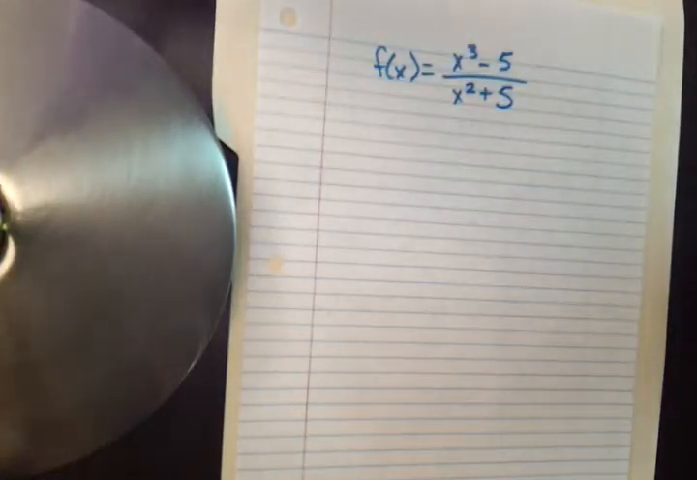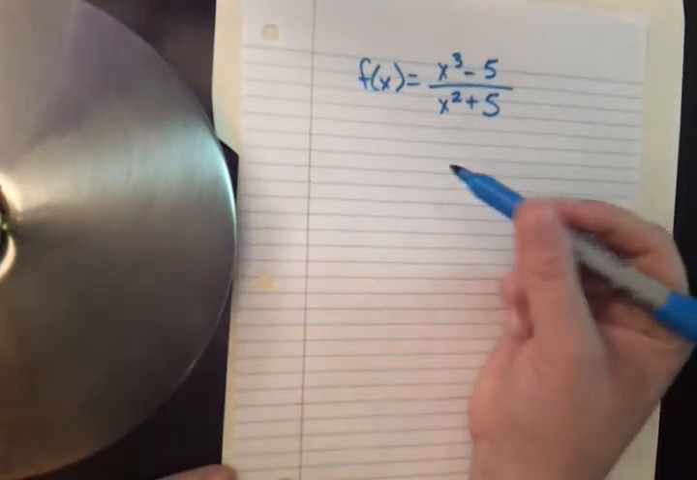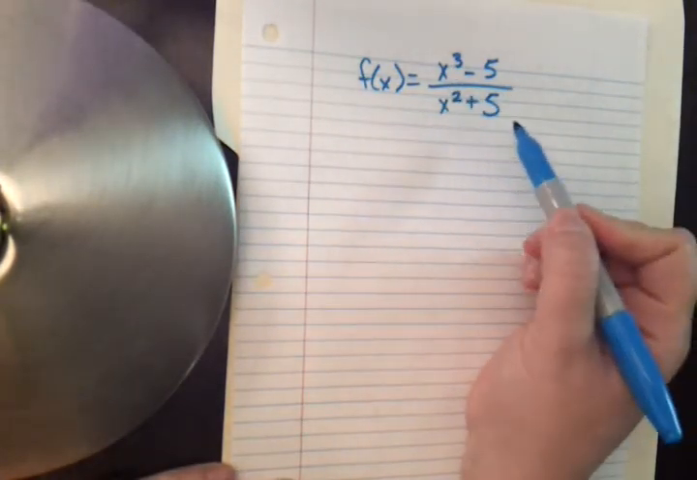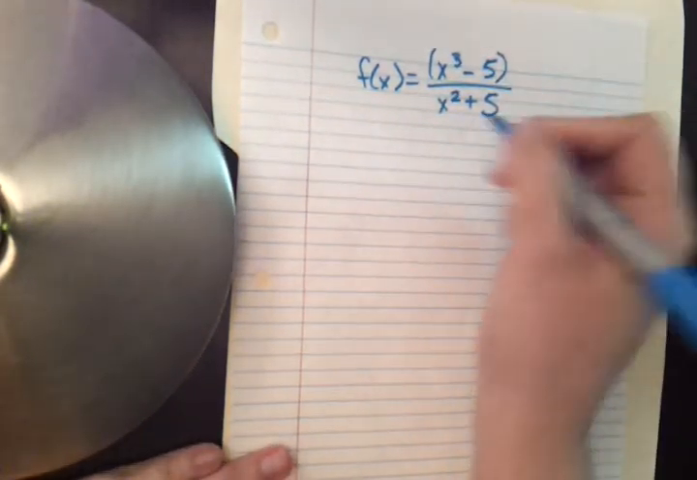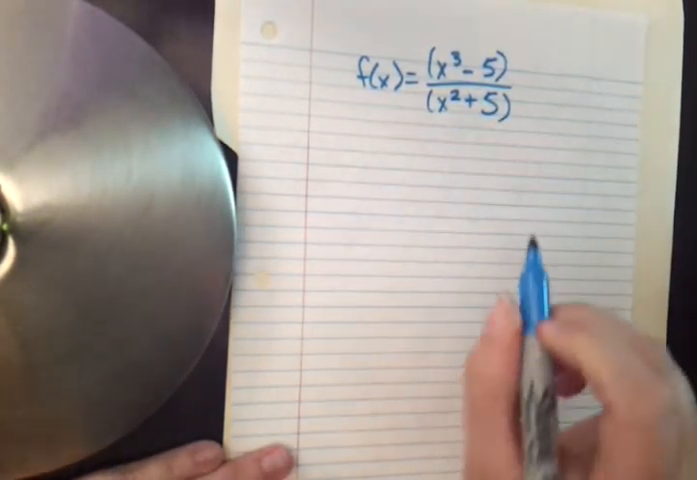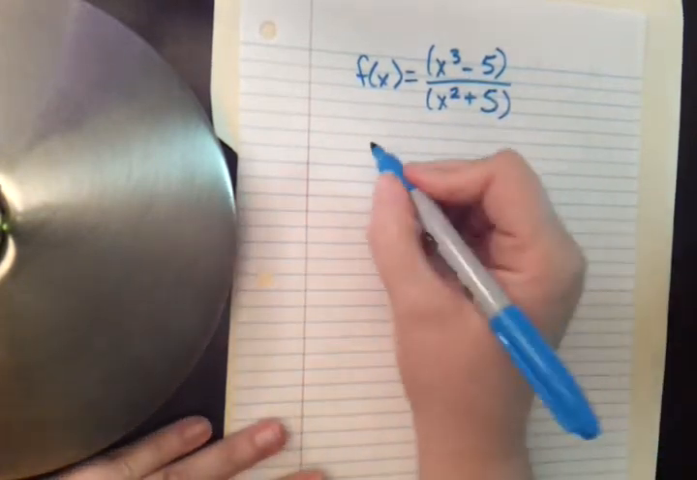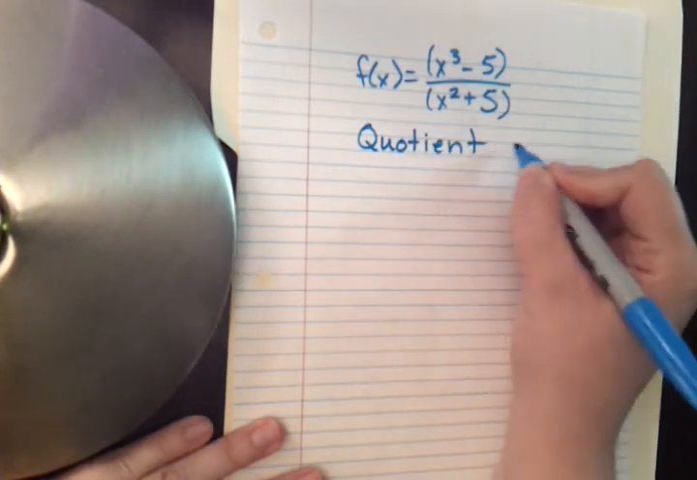Okay, this is the video for homework 5, question 12. They're asking us to find the derivative of a function, and the function that they give us is f of x equals x cubed minus 5 over x squared plus 5. So I've got this function going on up here, this function going on down here. Both of them have x's. They're being divided by each other. That means we need to use the quotient rule.